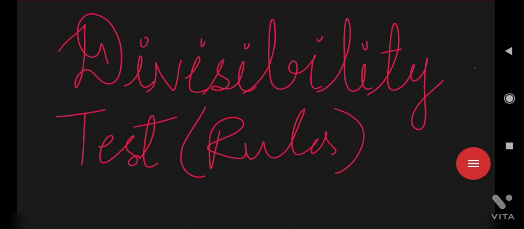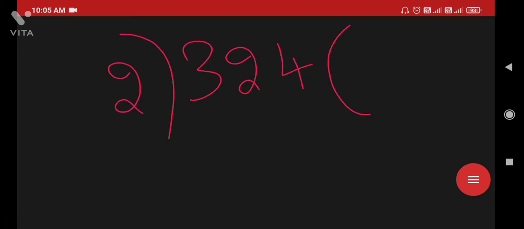Actually, if you want to do the division, it will take a long time if it is a very big number. So instead of doing a division, we can just look at the number and check some rules, and we can easily tell if the number is divisible by that particular number or not. If a number is completely divisible by another number, then the quotient will be a whole number and the remainder will be 0. For example, we are trying to check whether the number 324 is divisible by 2 or not.